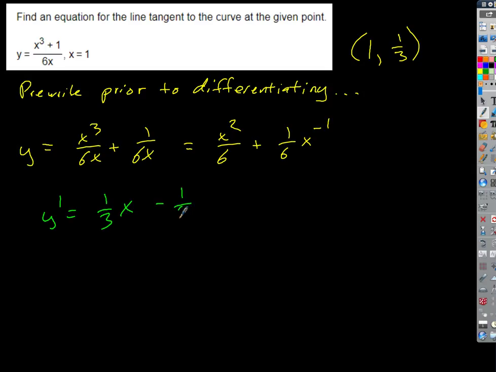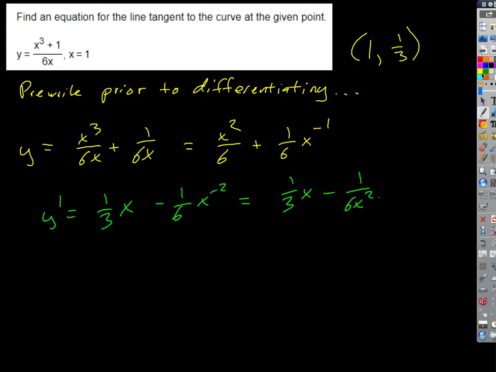Okay, so I get minus 1/6. Negative 1 times the 1/6 that's already there is negative 1/6. And what power do I end up with? Negative 2, because I'm going to subtract 1 from this. So then that's just equal to 1/3 x minus 1 over 6x squared, if I write this in terms of a positive exponent. Okay, so that's my derivative function.